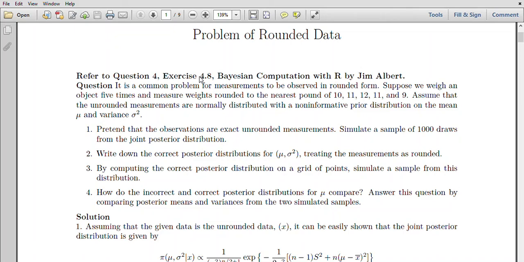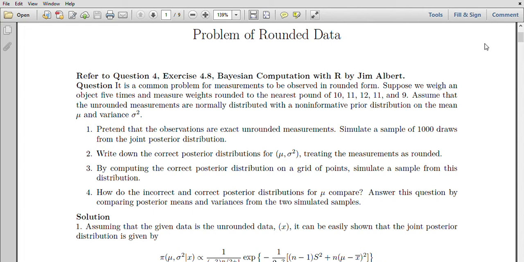Hello students. In the last lecture we discussed how the joint posterior distribution of the normal parameters can be derived, assuming that the parameters have a non-informative prior distribution. So now let us see an example where the distribution can actually be used.